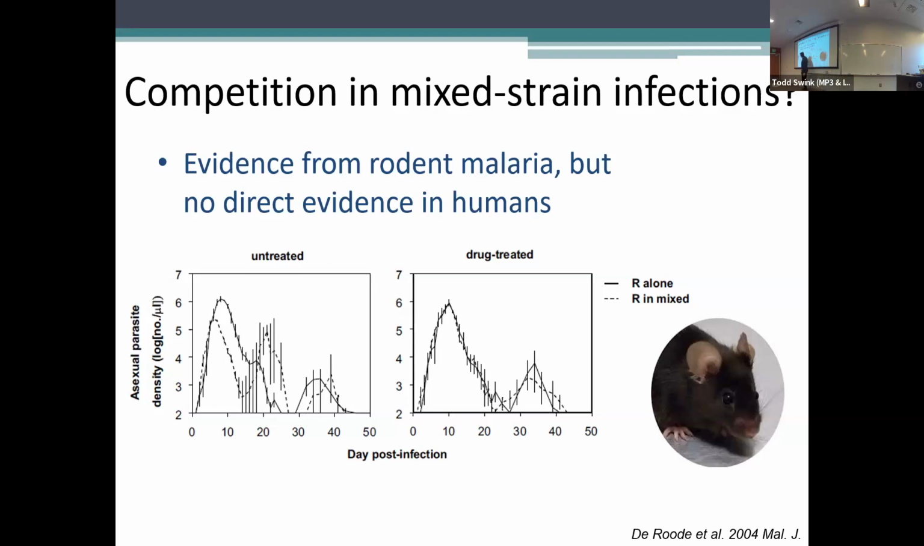But here we have the solid line. So this is an untreated mouse. You can see when the parasite is on its own, it reaches a really high peak, comes back, and overall stays at high levels. And this is a log scale, right? So these are big differences.